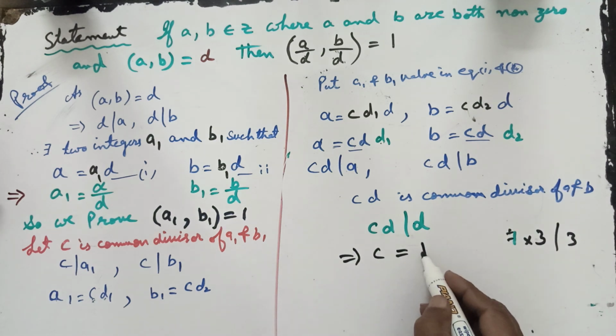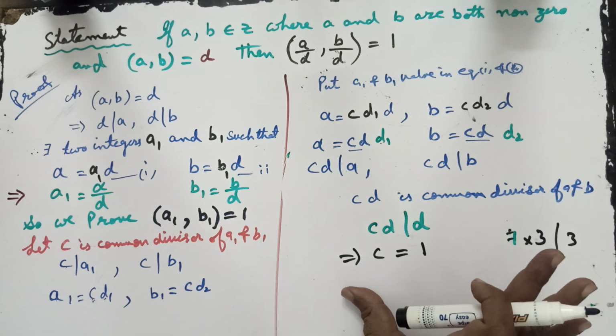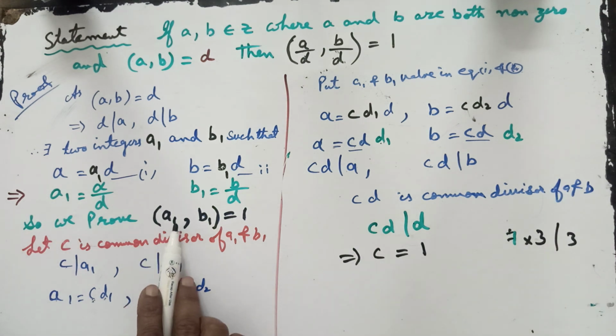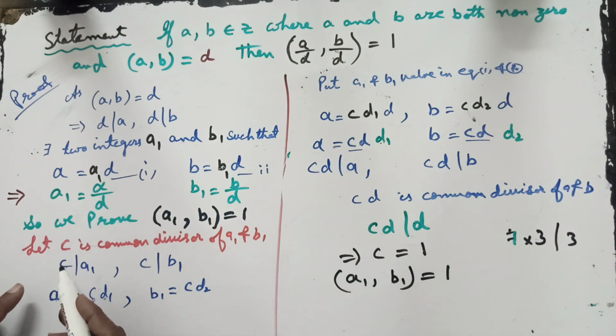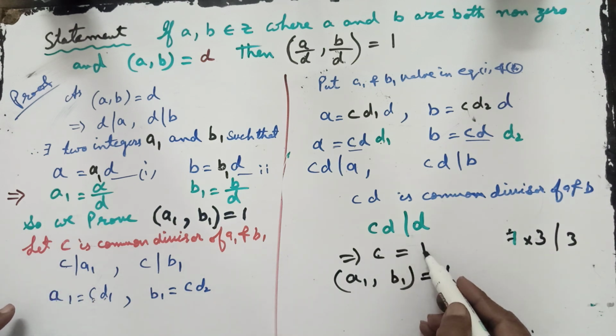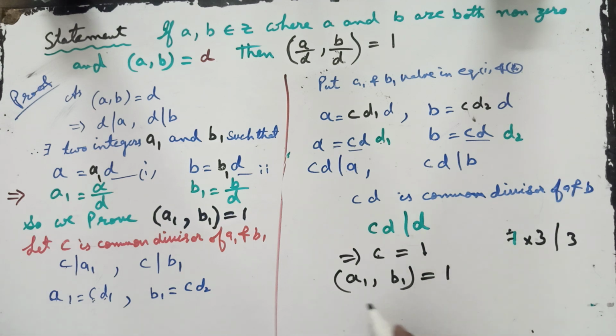If c is equal to 1, what we decided here is that there is no other divisor of a1 and b1 other than 1. We take a divisor, and that divisor becomes equal to 1. So our theorem is proved, because a1 has value a over d and b1 has value b over d. So it is proved that there is no common divisor greater than 1. This is our theorem.